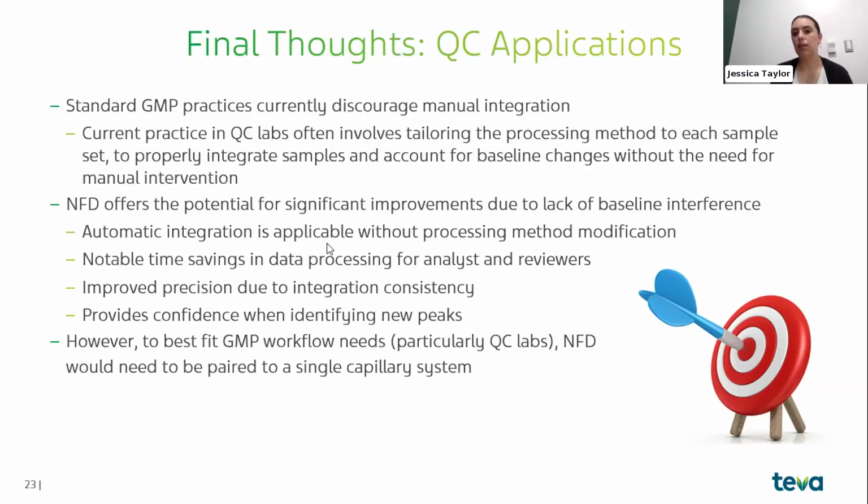This would lead to notable time savings in data processing for both the analysts and the reviewers. And because of the lack of baseline interference, you would also see improved precision due to integration consistency and provide confidence for the analyst when identifying any new peaks that may appear in an electropherogram. However, to best fit the current GMP workflows, the native fluorescence detector would need to be paired to a single capillary system. Most GMP labs simply don't have the need for the high throughput of an 8-capillary system.